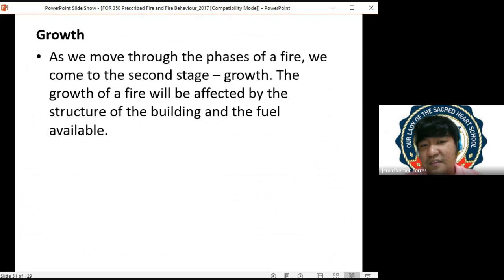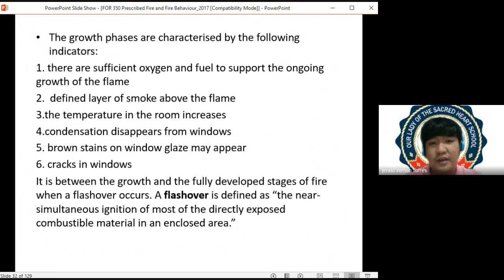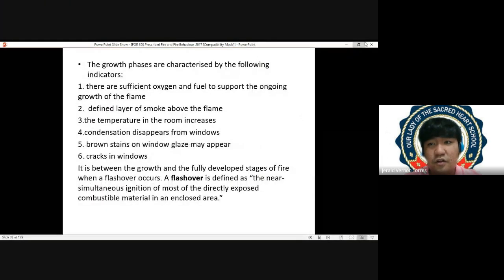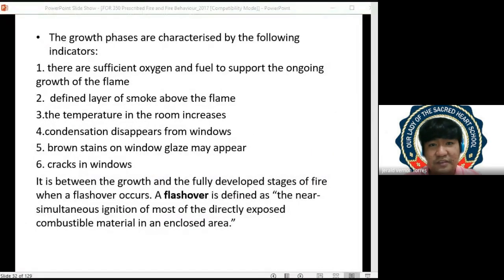Now, the second stage should be what we call as growth stage. And dito sa growth stage, naumpisahan na maapektuhan ng fire yung ating mga fuel. So once na naumpisahan ng maapektuhan ng fire yung fuel natin, darating tayo sa point na nandun na tayo sa growth stage. Mag-umpisa na lumaki yung fire natin. So usually during the growth phase, these are the different things that we can observe. First, sufficient yung oxygen to continue the flame. So meaning hindi na siya basta-basta mapapatay ng fire extinguisher kasi sufficient enough yung oxygen to cause continuous flame.